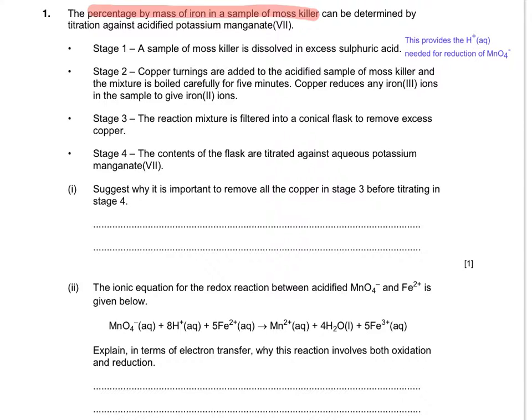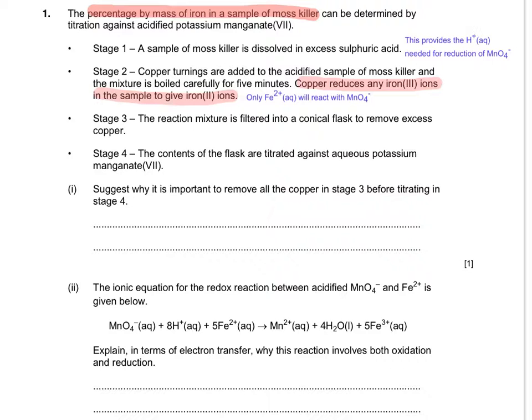Then it says copper turnings are added to the acidified sample of moss killer, and the mixture is boiled carefully for 5 minutes. Copper reduces any iron 3 ions in the sample to give iron 2 ions. So we've got to remember that it's only Fe2 plus that actually reacts with manganate. So iron 3 ions won't actually react with manganate because they can't be oxidized any further. So this brings us to the first part of the question. I've left out the other stages just for a moment because they become relevant a little bit later on.